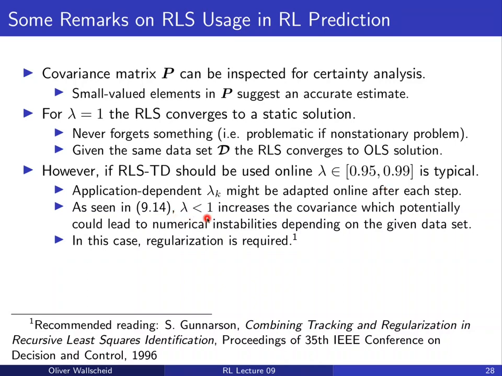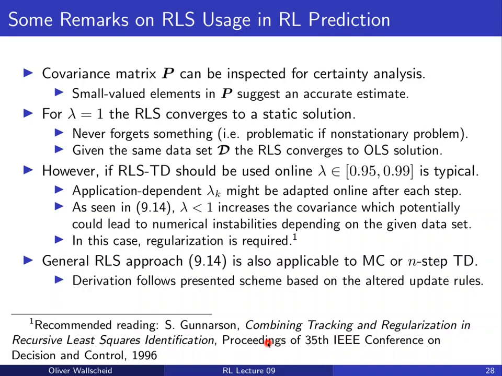Also, as seen in the previous slide, with lambda smaller than 1, basically what's happening is we increase the covariance matrix elements, and that could also lead to numerical instabilities depending on the dataset and on the application. So you might observe that the recursive least squares algorithm with a forgetting factor smaller than 1 could become numerically unstable, and in this case we would again, as for the ordinary least squares, have to add regularization. We have linked here a paper, which I believe is also freely available on the internet if you just search for the title, giving you detailed information about the combination of recursive least squares with forgetting factor and regularization. We don't give the details here and just refer to the literature if you're interested.